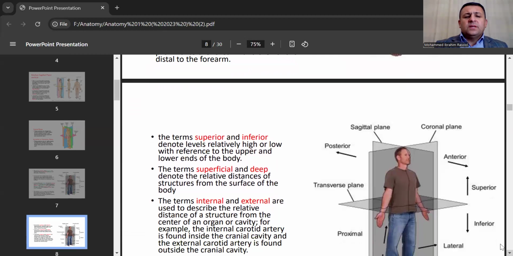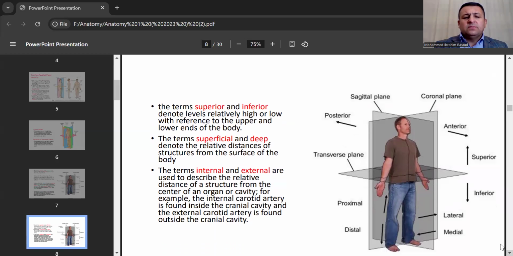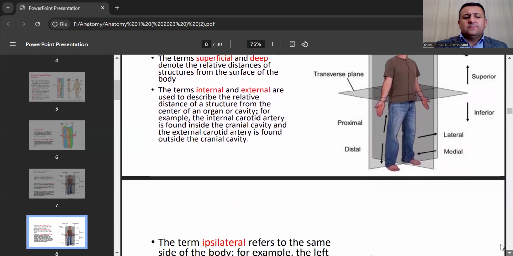The terms superior and inferior denote levels relatively high or low with reference to the upper and lower ends of the body. The terms superficial and deep denote the relative distance of structures from the surface of the body. The terms internal and external are used to describe the relative distance of structures from the center of an organ or cavity. For example, the internal carotid artery is found inside the cranial cavity and the external carotid artery is found outside the cranial cavity.